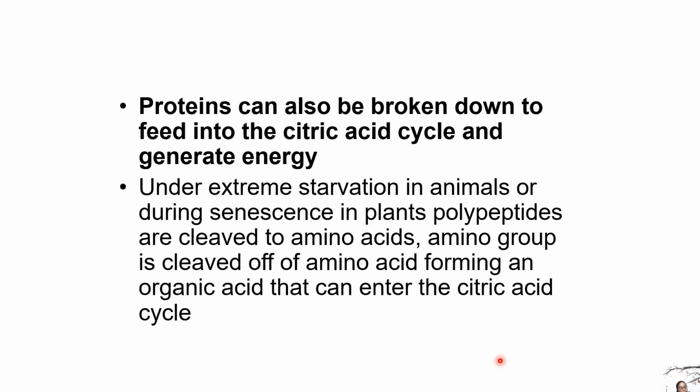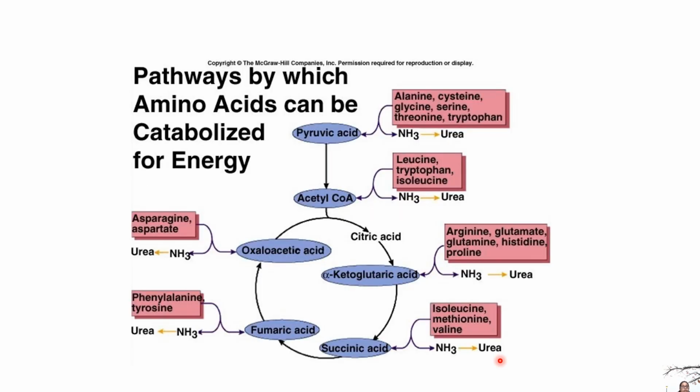Proteins can also be broken down to feed into the citric acid cycle and generate energy. Under extreme starvation in animals or during senescence in plants, polypeptides are cleaved to amino acids. The amino group is cleaved off the amino acids, forming an organic acid that can enter the citric acid cycle. So you can see this is the pathways by which amino acids can be catabolized. Okay.